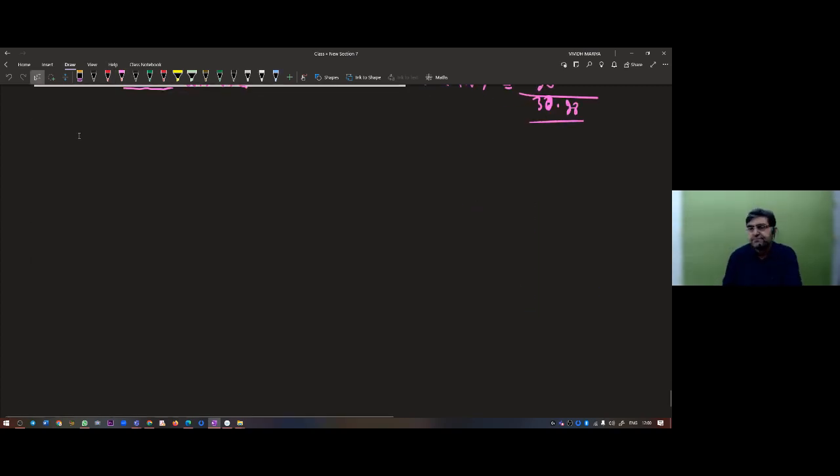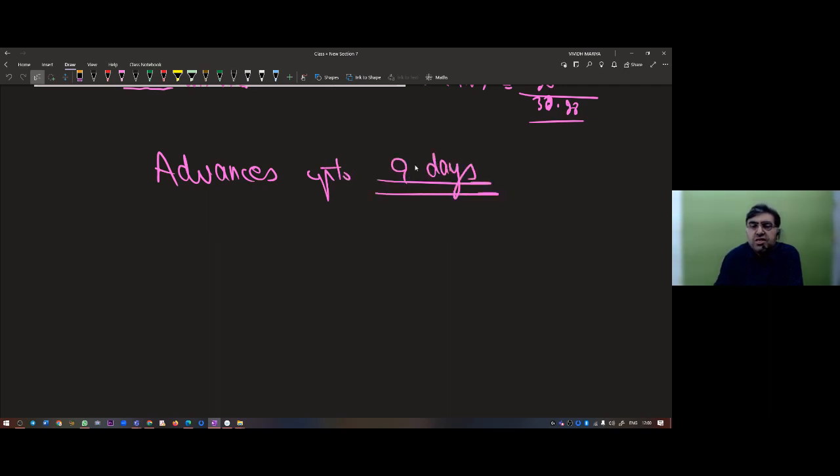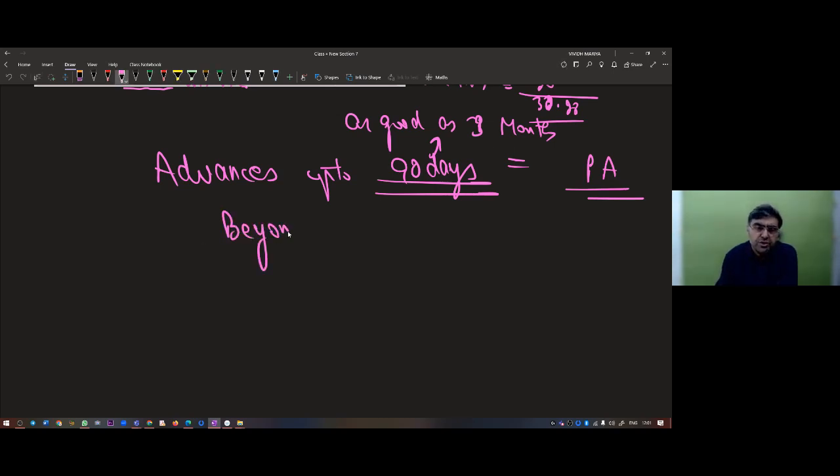Now, any advances up to 90 days, you can take it as good as 3 months. They are called performing assets. Beyond that, on 91st day, these are called non-performing assets.